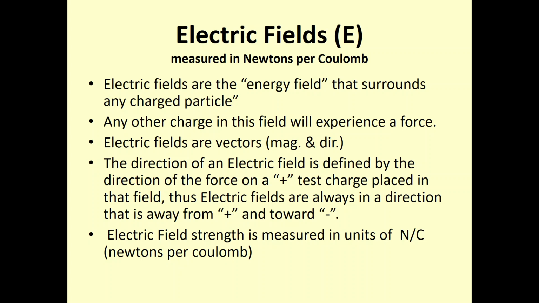The direction of the electric field is defined by the direction of a force on a positive test charge. So to figure out what direction it'll go, you imagine you put a tiny little positive charge in the field and see what direction it'll move. That's just by definition or convention. Thus, electric fields are always in a direction that is away from positive charges and toward negative charges.